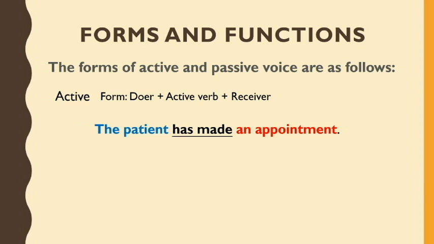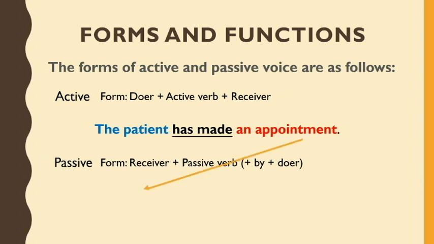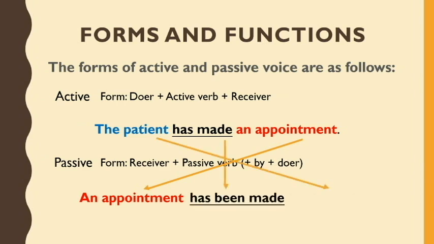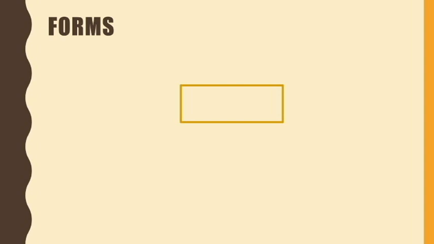So how about a passive sentence? The form is a receiver plus a passive verb plus by and the doer. So the sentence will be: an appointment has been made by the patient. From the example, we can see the active verb has made is changed to a passive verb has been made. I will introduce you to more forms of passive verbs.